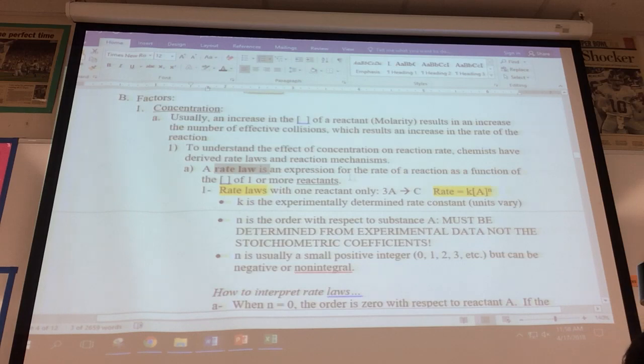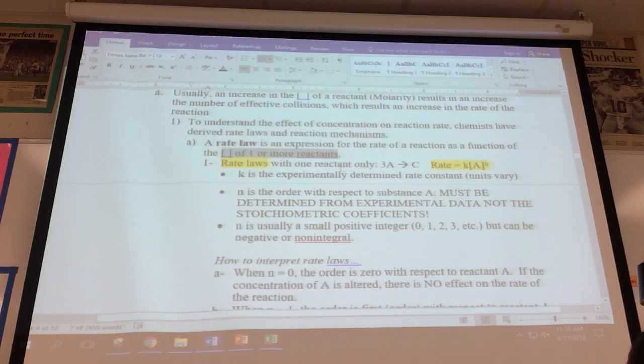A rate law is an expression for reaction rate as a function of concentration of one or more reactants only. No products in a rate law. Concentration, unit molarity. Unit molar, however you want to state it. For example, a rate law with one reactant only, so you've got 3 moles of A being converted to C. Here's an example of a rate law.